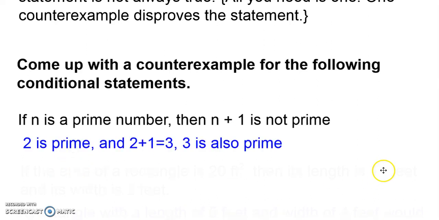So here is our counterexample. 2 is prime, and when I take 2 plus 1, I get 3. 3 is also prime. So this counterexample proves that the statement is not true, because I do have an example of a prime number where I add 1 to it and I get another prime number. So this statement does not always hold true. It may be true in some cases, but it's not always true.